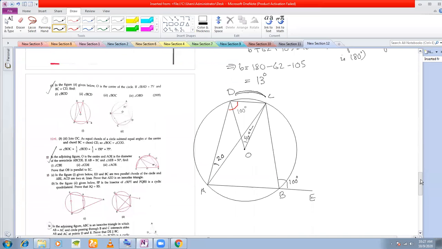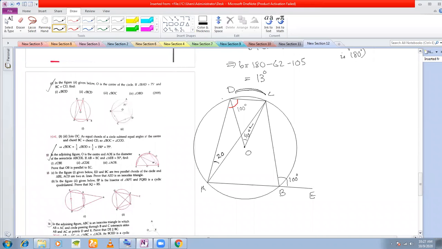Next one, ODA. So this time, this is our unknown angle. This one. How do you find this angle? Now, if you see, this triangle is isosceles in which these two sides are equal because they are radii of the circle, right? That means these two angles must be equal. This angle and this angle must be equal.